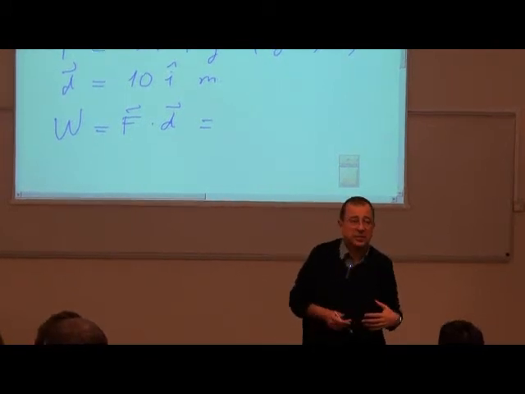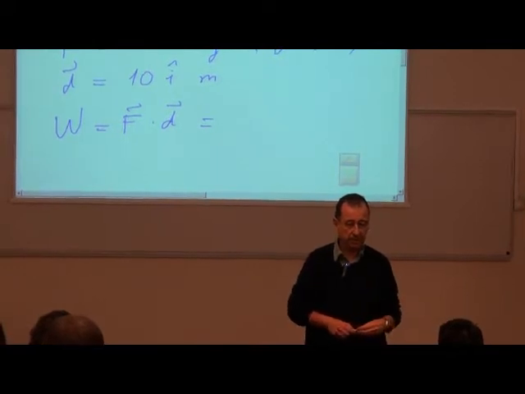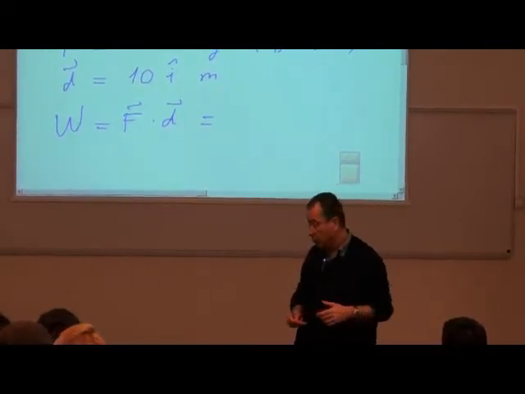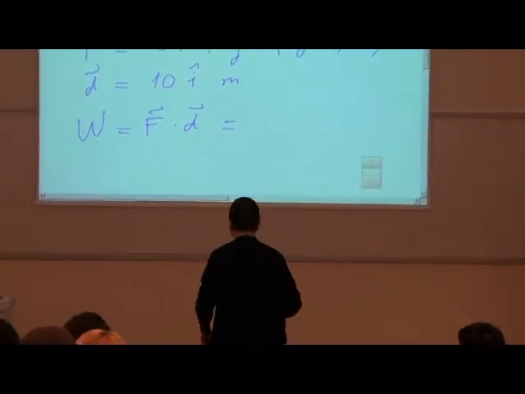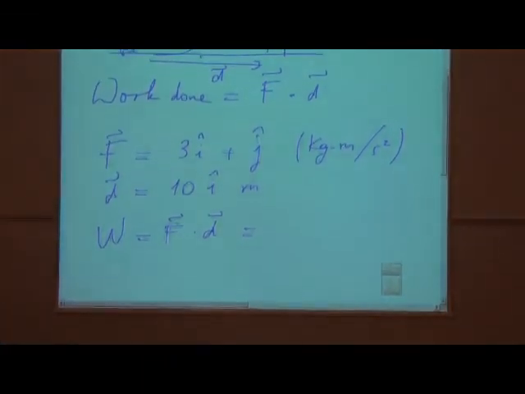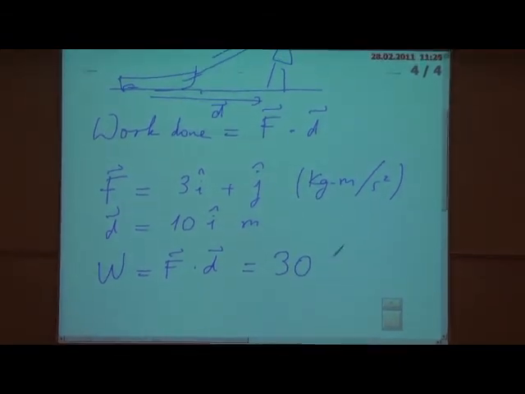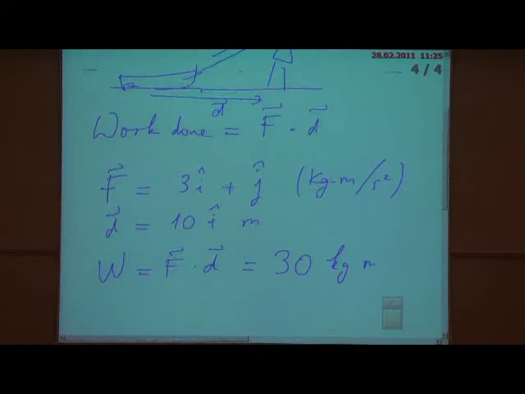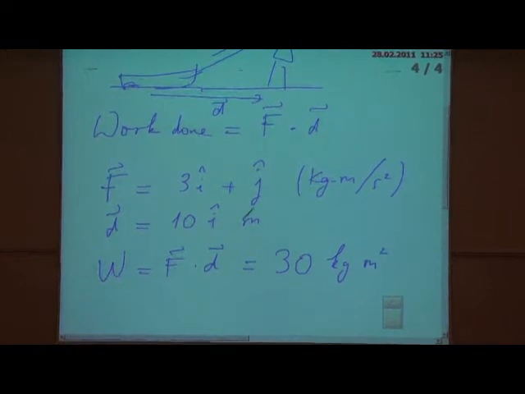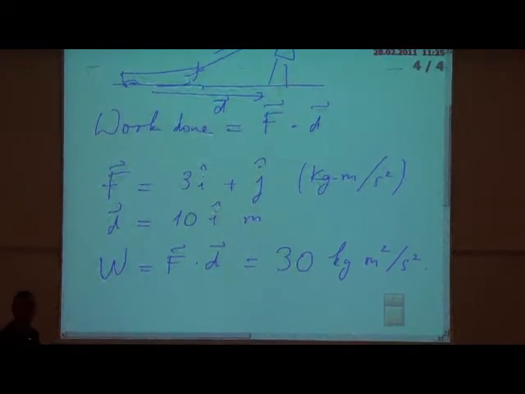It just means how much energy she's spending. Just 30. Okay? No I. And what's the unit? Kilogram meter square, because there's a meter from each term, divided by second square. Is this clear?